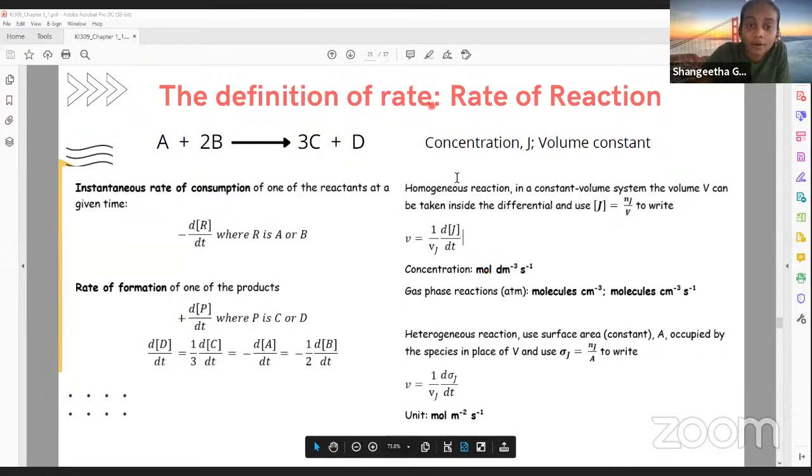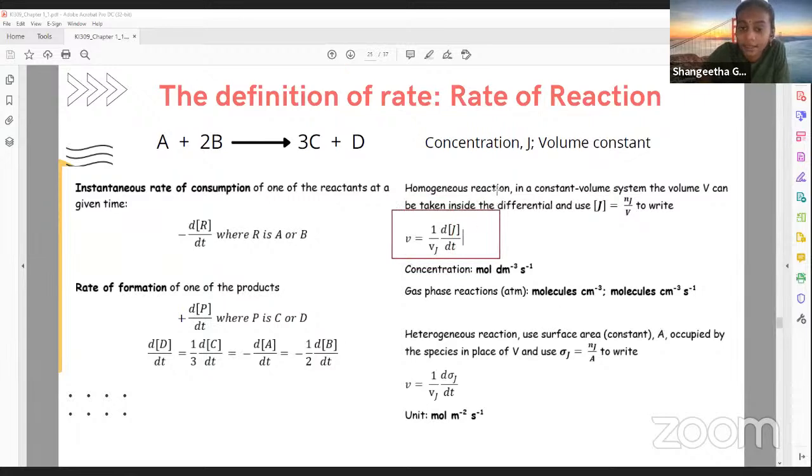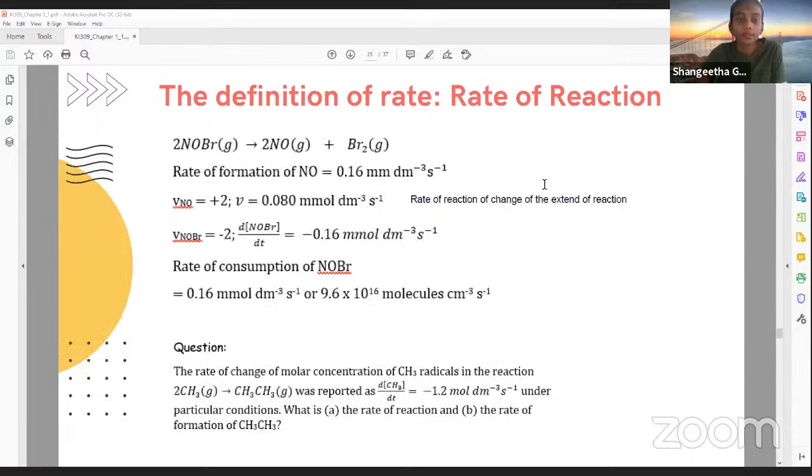But what is more important is this, understanding this. This is your rate of reaction. Now, let's look at one example here. Let's look at this example before we try out the question at the bottom.